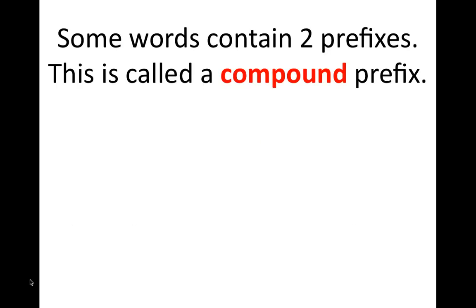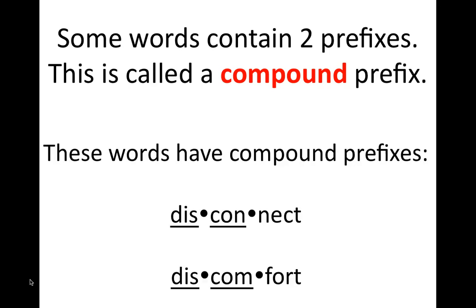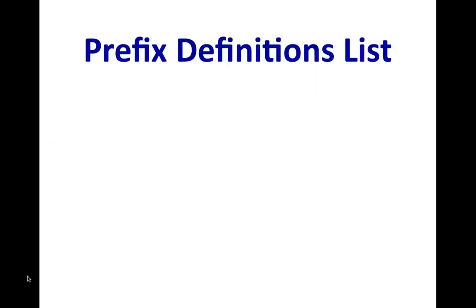Also watch out for some words that contain two prefixes. This is called a compound prefix. Both of these words have compound prefixes. If you look up prefixes on the prefix definitions list in the shared folder, you will find that dis, con, and com are all prefixes on the list.